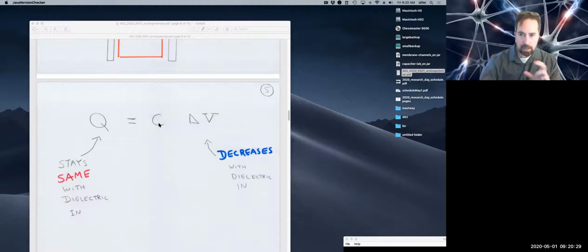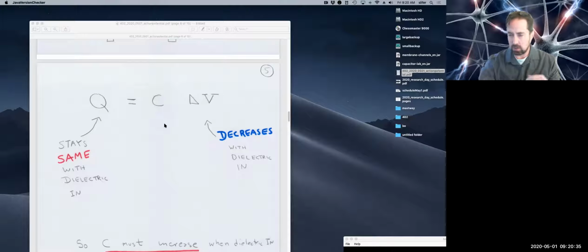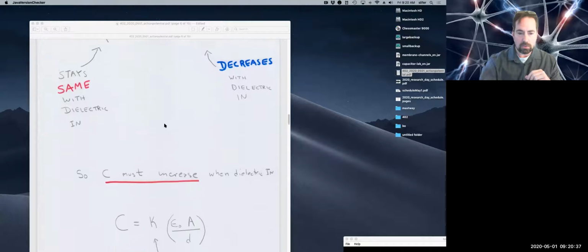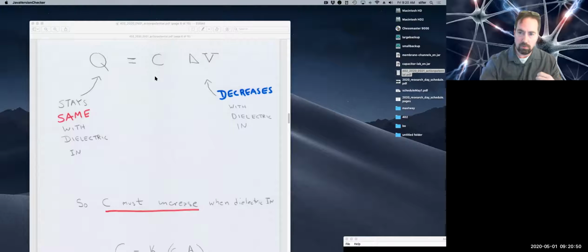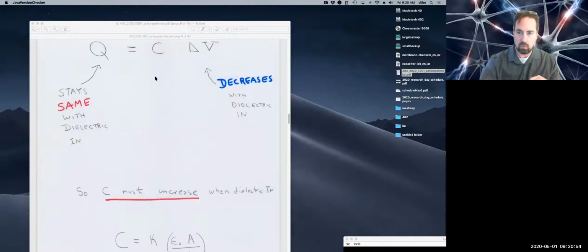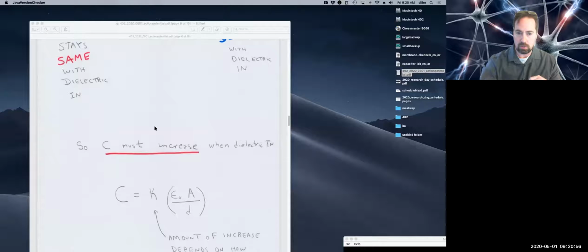This response then overall changes the electric field inside, into this capacitance definition. And we say that C must increase. If this decreases and this is staying the same, this has to increase to make up for that. So a little bit of a hand-waving derivation here, but I think it gets to the physical reason of what's happening, why the capacitance increases when we insert this dielectric.